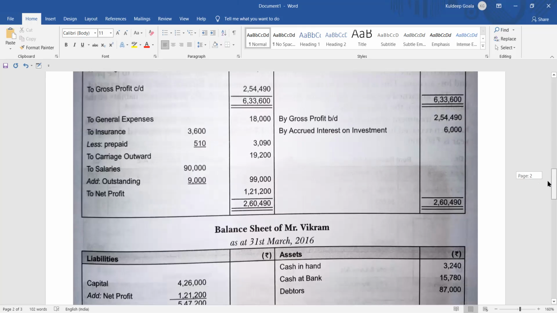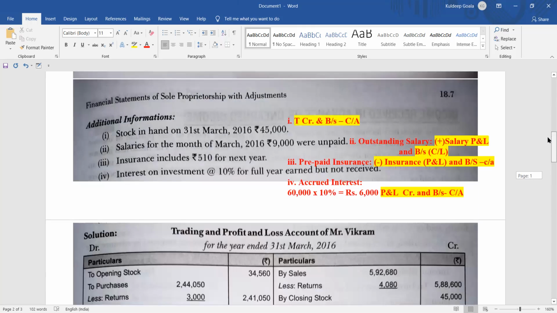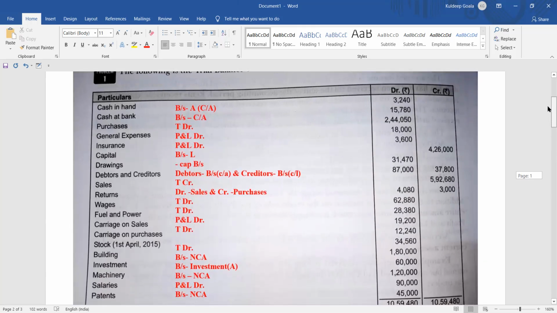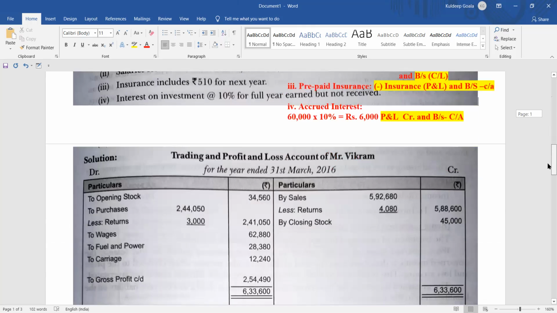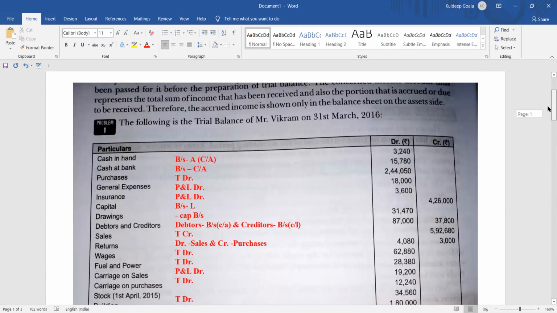Now we'll go for preparing the balance sheet. The balance sheet is ready, so we'll go for posting the items one by one. Let's see what is there. First of all, we'll go with the asset side. Now you can use the permanency method, or we can use the liquidity method as we have learned in the previous chapter. There is no problem. Here we are going to use the liquidity method as shown in the solution.